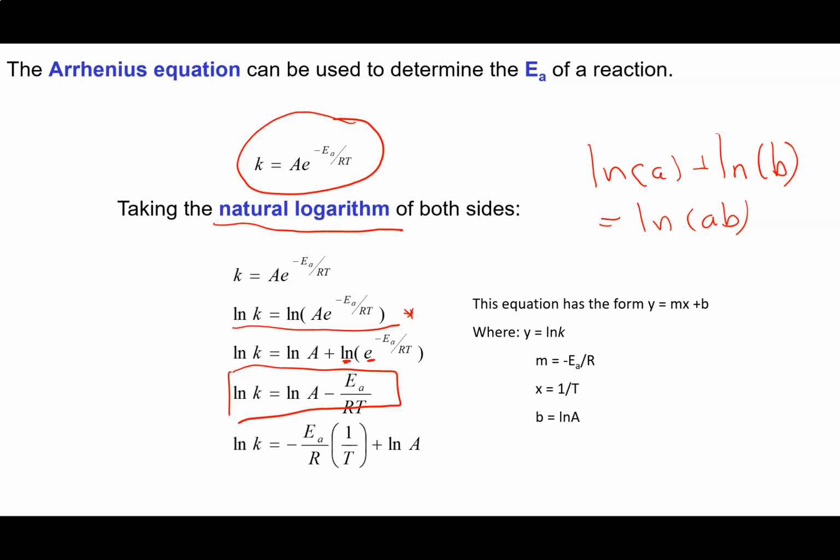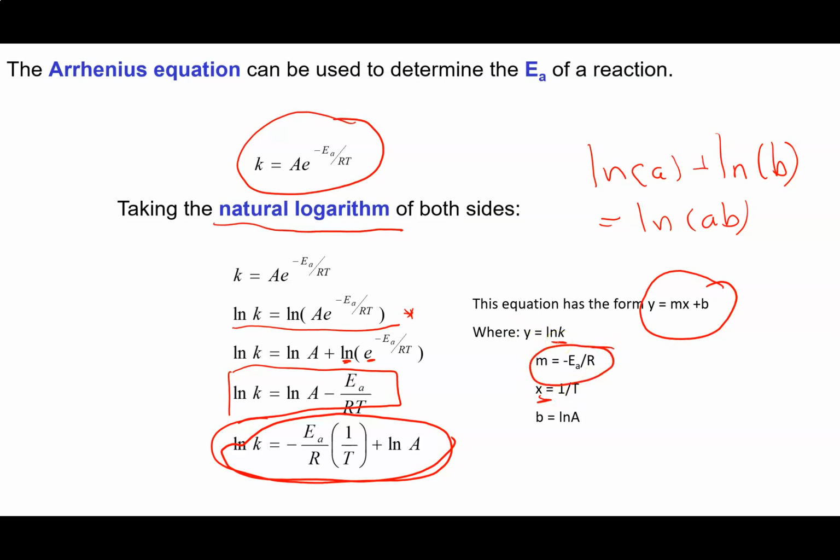I'm just kind of writing it in a more meaningful manner. And this is the linear form of the Arrhenius equation that we'll frequently use. It says that log k is equal to minus Ea on R, multiplied by 1 on T, plus log of the frequency factor. So what you see is that we have an equation of the form y equals mx plus b, where y is log k, x is 1 on T, the slope is minus Ea on R, and the intercept is the natural logarithm of the frequency factor.